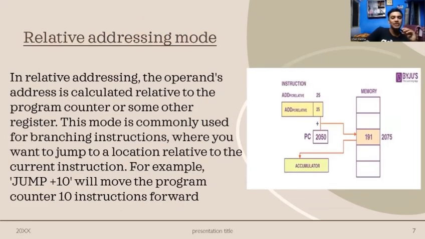The next one, my dear friends, is the relative addressing mode. So what do we particularly understand by relative addressing mode? Let us go through the points first and then we will discuss it. In relative addressing mode, the operand's address is calculated relative to the program counter or some other register. This mode is commonly used for branching instructions where you want to jump to a location relative to the current instruction. For example, jump plus 10 will move the program counter 10 instructions forward.